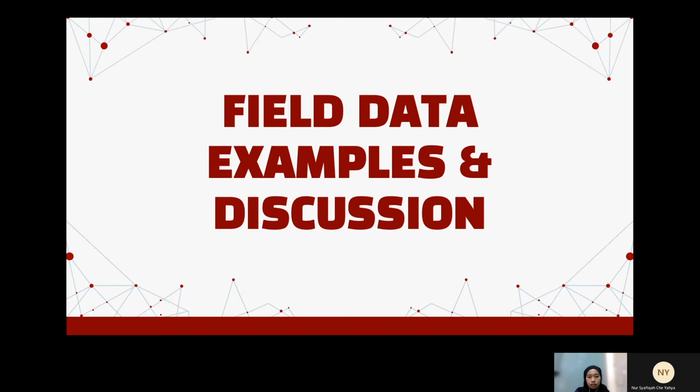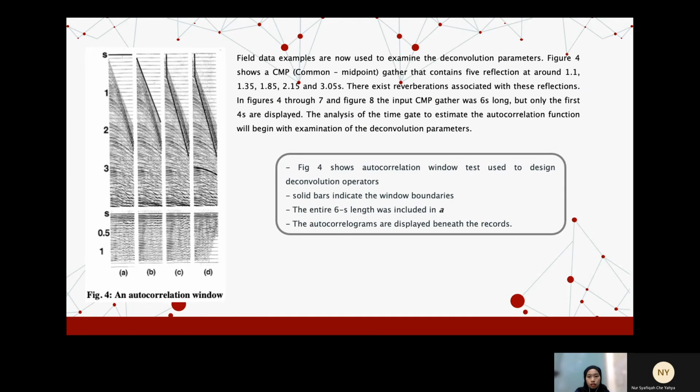Now I will present the field data examples and discussion. Field data examples are now used to examine the deconvolution parameters. Figure 4 shows a CMP, common midpoint, gather that contains 5 reflections at around 1.1, 1.35, 1.85, 2.15 and 3.05 seconds. There exist reverberations associated with these reflections.